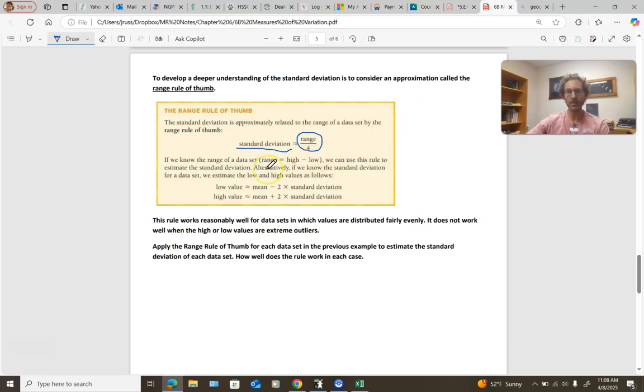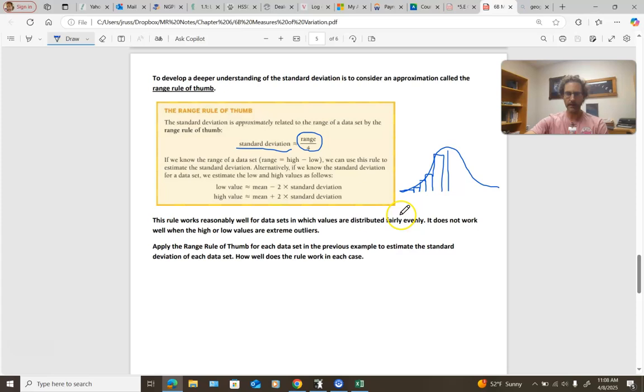Now this is making some assumptions. This works really well for data sets or distributions that are symmetric, where the mean is pretty much right in the middle. Remember, this just comes from a histogram. So think about it: if a histogram had this bell shape right here, then you could approximate it with this curve.